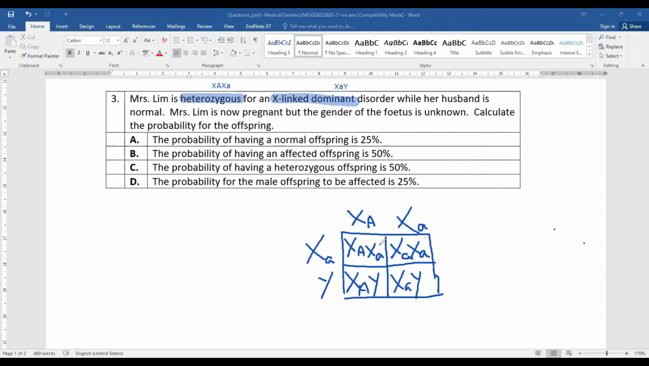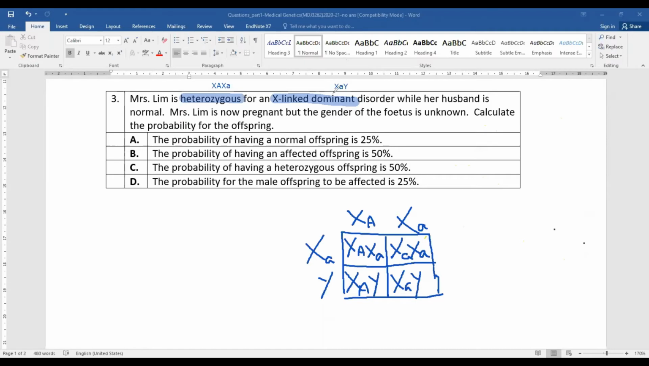Okay. All right. The probability of having a normal offspring is 25%. Now, when we talk about X-linked, be very careful. Are we talking about female only, male only, or the offspring in general? So when you read the question, you have to be very careful. Here it says offspring, the probability of having a normal offspring. So you look at the whole thing, right? 25% normal offspring. Is that 25%?